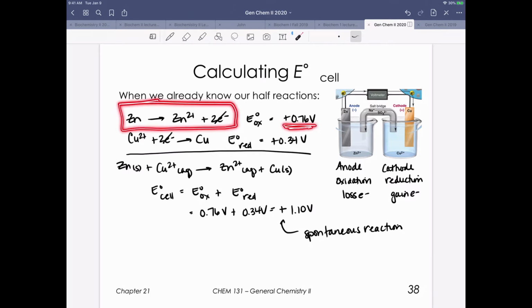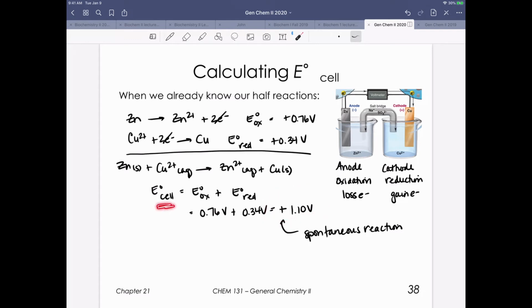I'm going to show you on the next slide, this would be a negative 0.76 if we saw it on Appendix D, because this reaction would be reversed. But this is the standard potential that we have here for this oxidation reaction. For the copper, which we know is a reduction reaction, that value on the table is 0.34 volts. When we add both of these up, we can see that we get an overall positive Ecell.